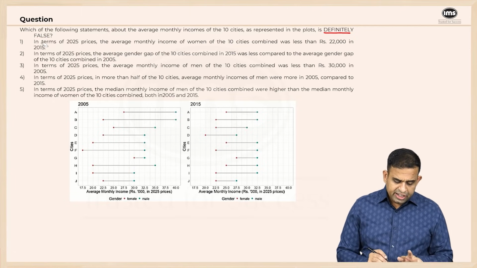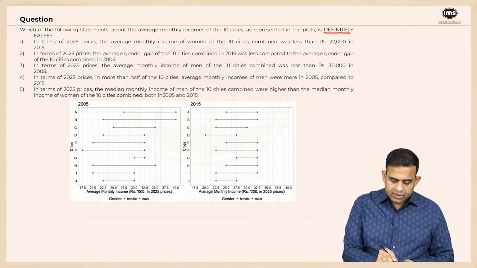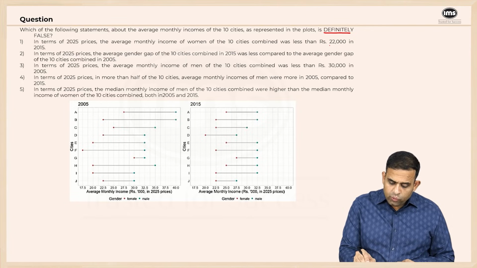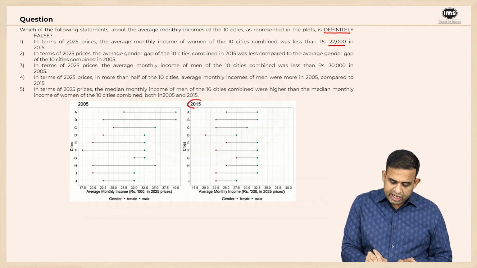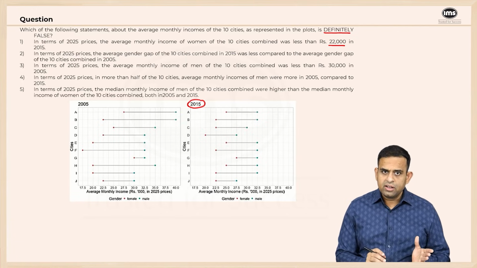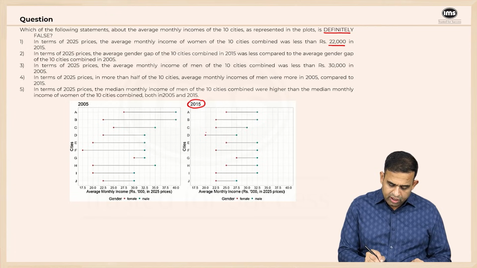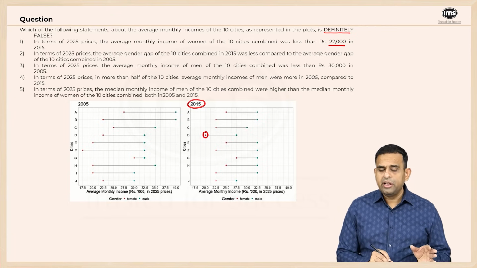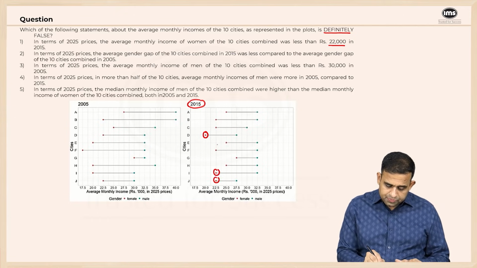So in terms of 2025 prices, which is given in the table itself, the average monthly income of the women in the 10 cities combined was less than 22,000 in 2015. So my focus basically has to be on this particular second plot over here. If I look at the numbers for the female, the lowest number I can see is for city D, and that number happens to be 20,000. And for all the other numbers, the next smallest happens to be 22.5 thousand.